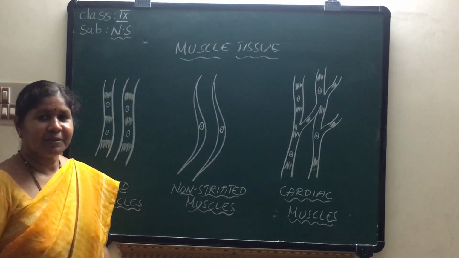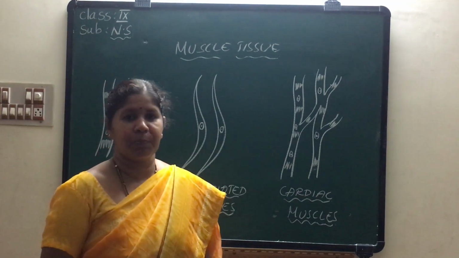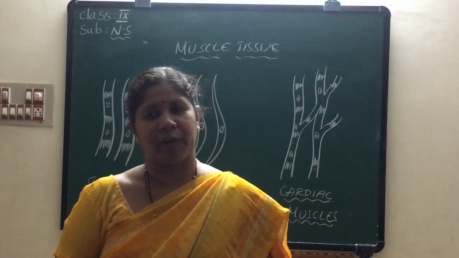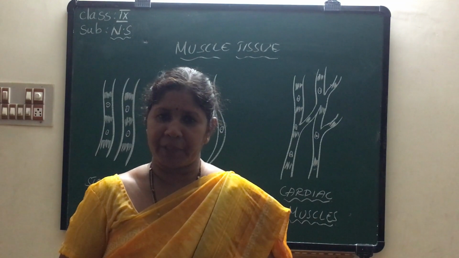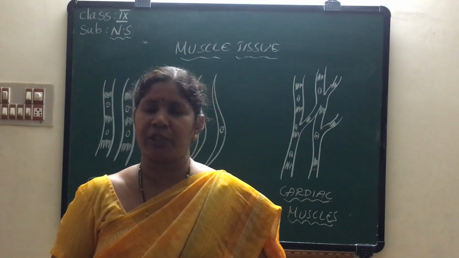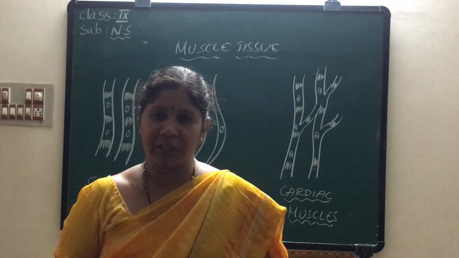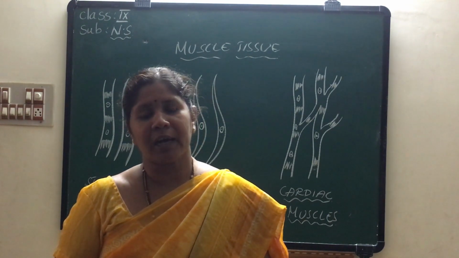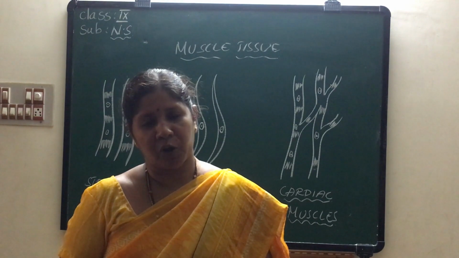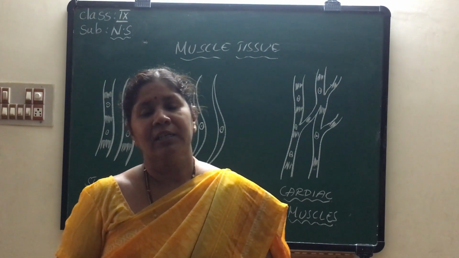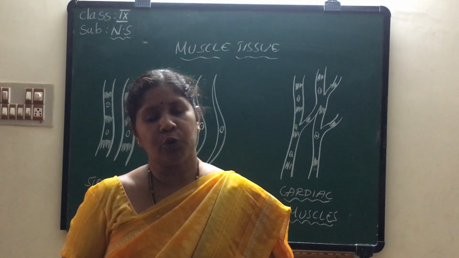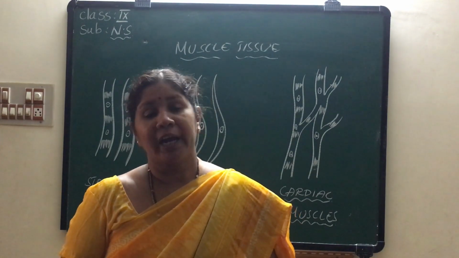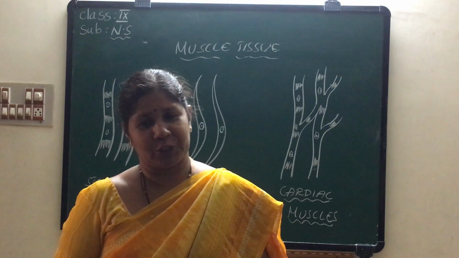Good morning, children. In the previous class, I explained about animal tissues. There are mainly four types of animal tissues: one, epithelial tissue; second, connective tissue; third, muscle tissue; and fourth, nerve tissue. In the previous class, I explained the different types of epithelial tissue like stratified epithelial tissue, cuboidal epithelial tissue, columnar epithelial tissue, and glandular epithelial tissues.